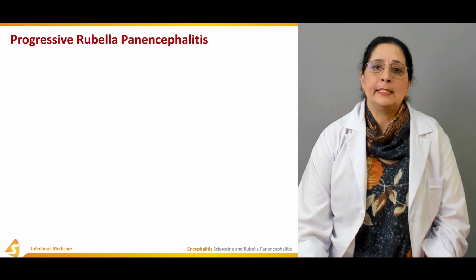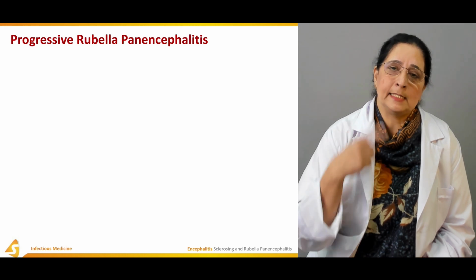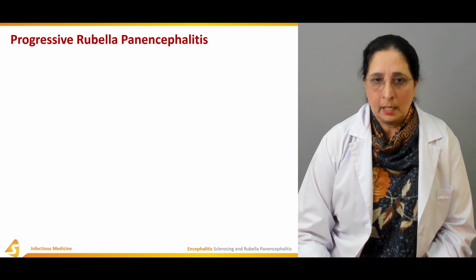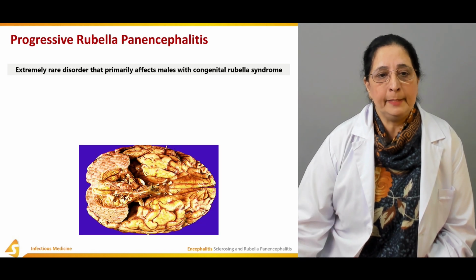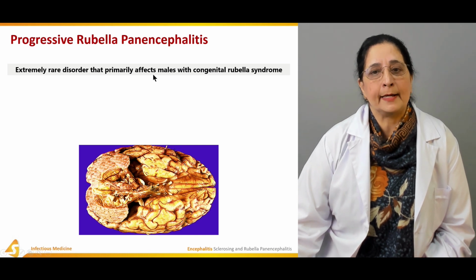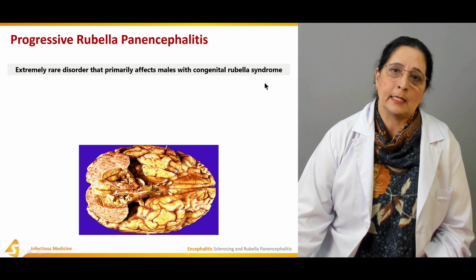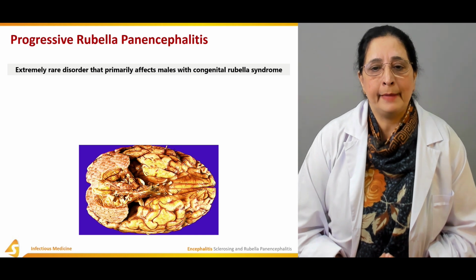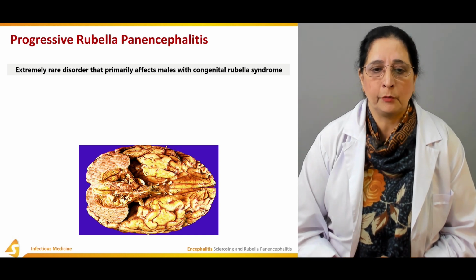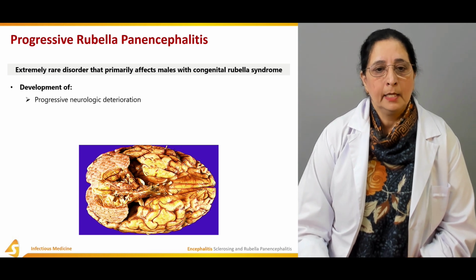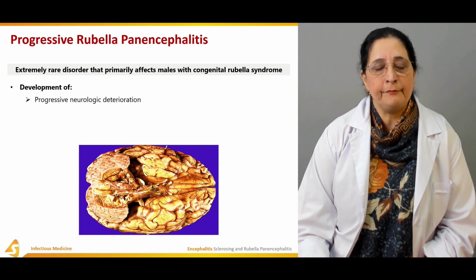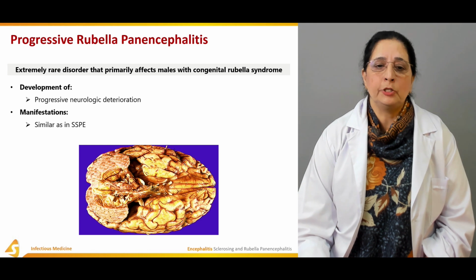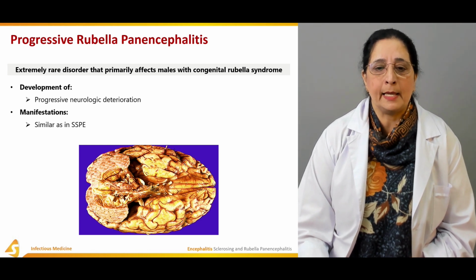Next condition, progressive rubella panencephalitis. That was associated with measles virus; this is with the rubella virus. We have an extremely rare disorder, primarily affecting males with congenital rubella syndrome. So people who have congenital rubella syndrome, males are affected. There is development of progressive neurologic deterioration. Manifestations are similar to subacute sclerosing panencephalitis.